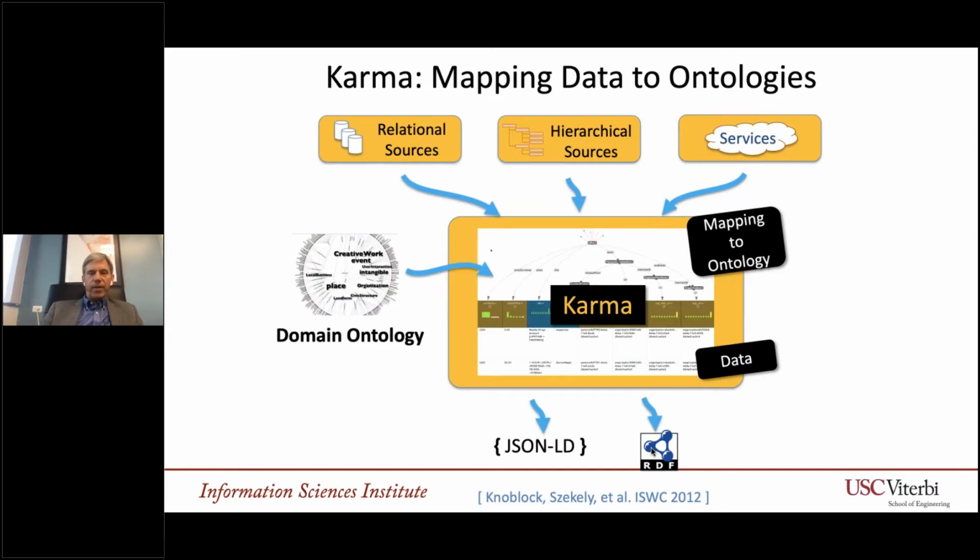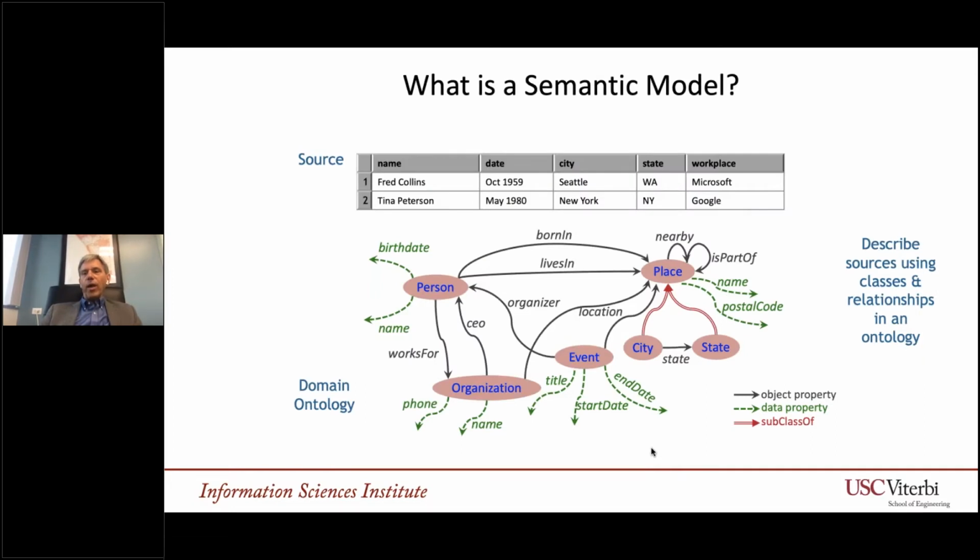Okay, so let me now talk about what it means to build a semantic model. What does a semantic model actually mean in this case? I'm going to take a very simple source here, which contains just 2 rows of data. I know that's not your typical data source, but that's what fits nicely on the slide. So we're going to use it to describe this, but imagine it's a database with 1 million rows, and I want to build a description of what this source contains. Below the source here, I have the domain ontology. This domain ontology is about people, organizations, events, and places.